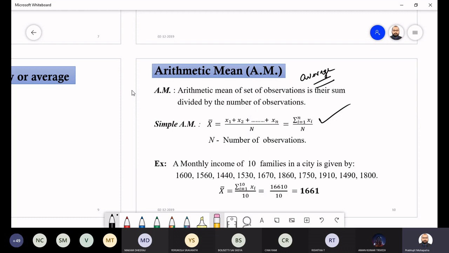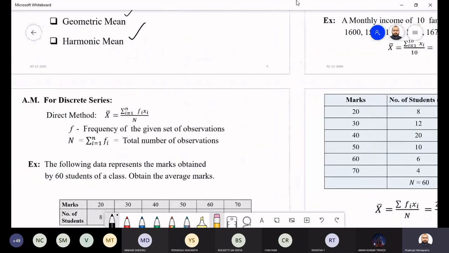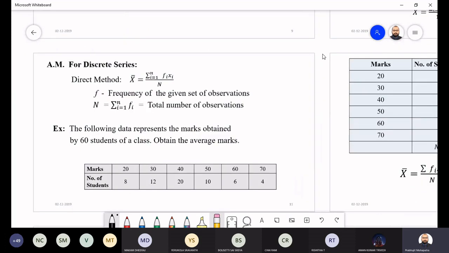For example, 10 family members are there, and their monthly income is given. What is the mean or the average of their income? You take the sum of all these numbers, divide by 10, and that is the mean or average. You know those things. And this is about the arithmetic mean for the discrete series. Discrete means now discrete frequency series. The discrete data are there, and their frequencies are also given: 8, 12, 20, 10, 6, 4.